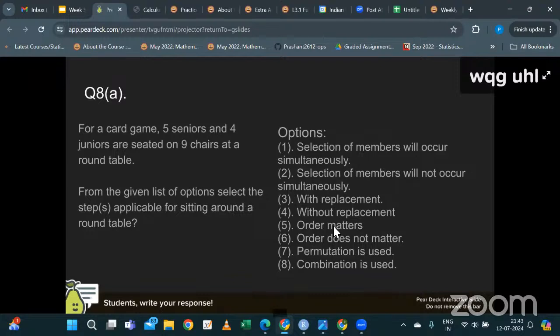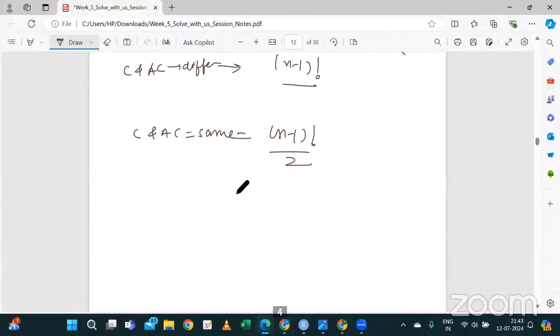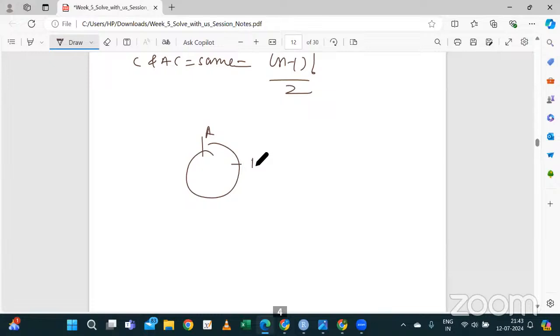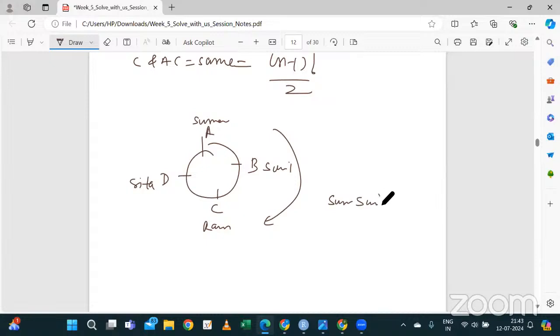Sir, can you explain one more time with an example of anti-clockwise, how will we identify this in a question? Suppose you have a case of persons A, B, C, D. Suppose this is Suman, this is Sunil, this is Ram, and this is Sita. If you see clockwise, what arrangement will you get? Suman, Sunil, Ram, Sita, right? Yes, sir. If you see anti-clockwise, then you will get Suman, Sita, Ram, Sunil.